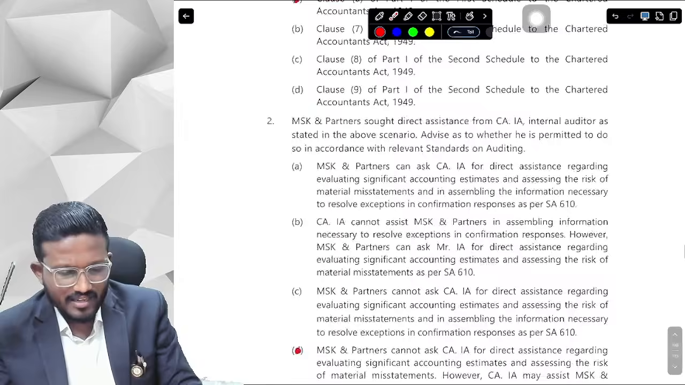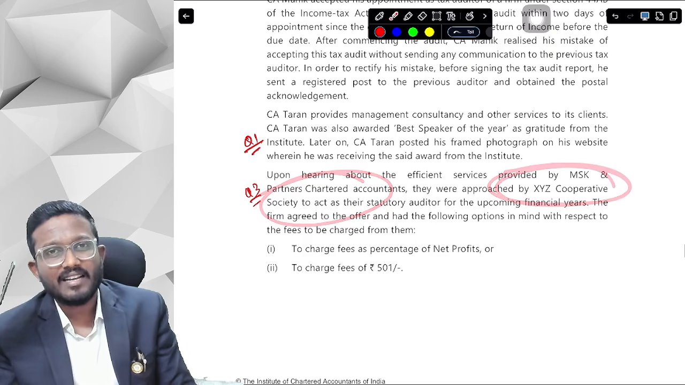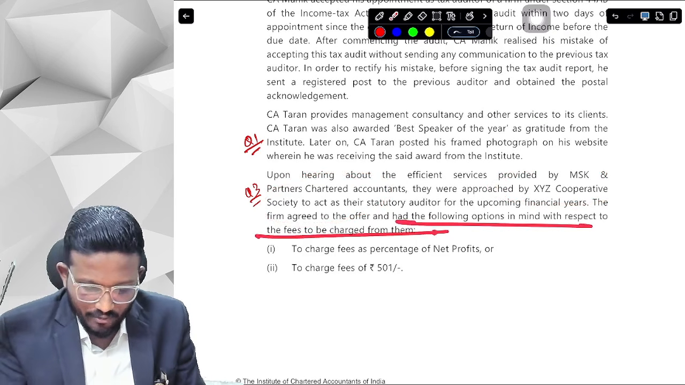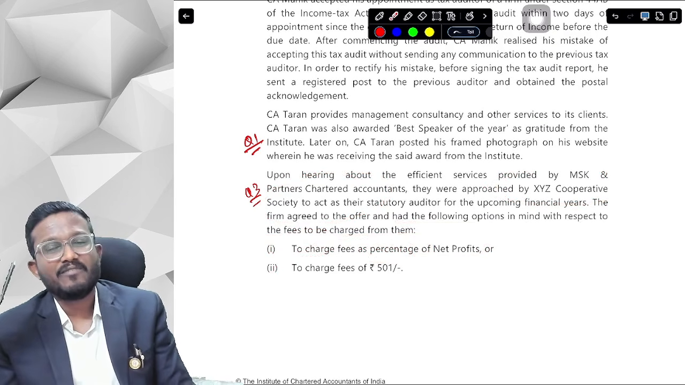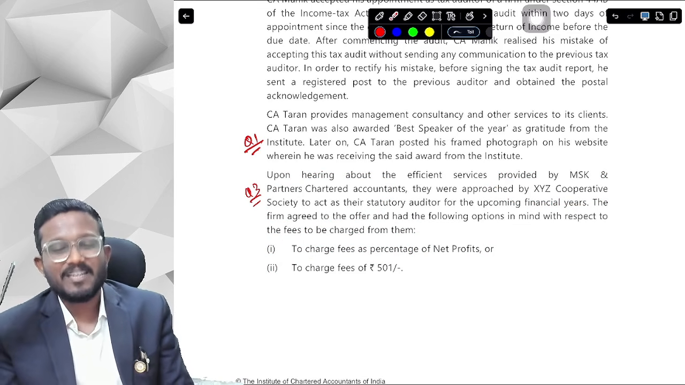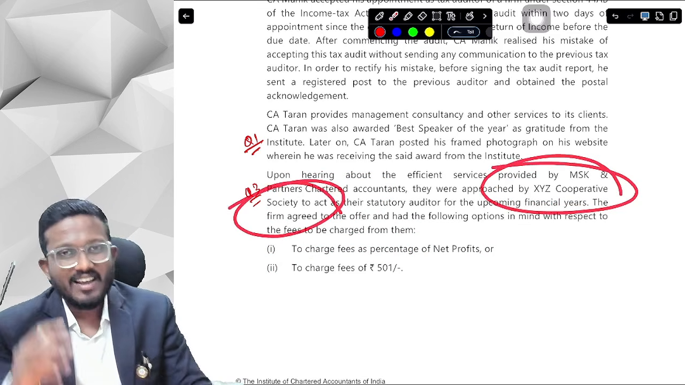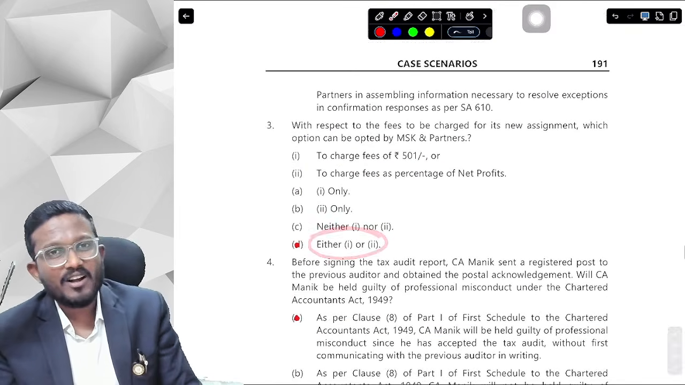Okay, yes sir. Next it is what, sir? So basically there is a cooperative society that has come to us for audit, and they are offering fees either as a percentage of net profits or a fixed fee of 501. Can we charge fees based on a percentage of profits? No sir, but there is an exception if it is for a cooperative society. So either of the two I can accept. So we can choose either one or two.